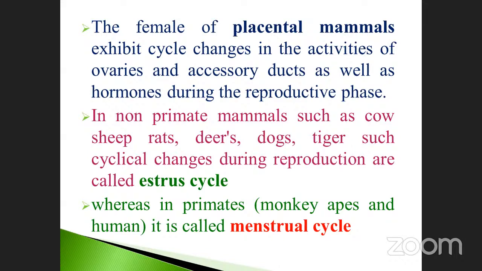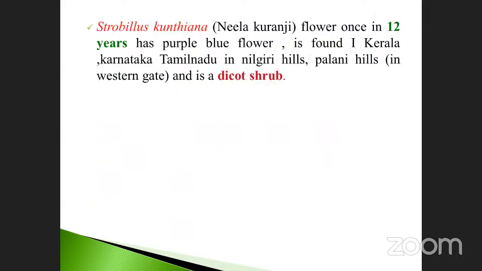Whereas in primates, monkey, apes, and also human beings, it is called the menstrual cycle. So you must know the difference between the estrous cycle and the menstrual cycle. These are very, very important, and also the examples given. What are non-primate mammals and what are primates? Here the two cycles are the estrous cycle and the menstrual cycle. You must note it down, and also the differences between these two.